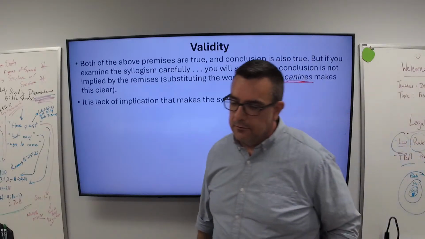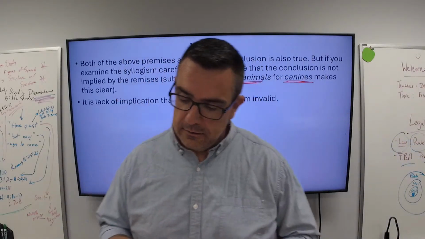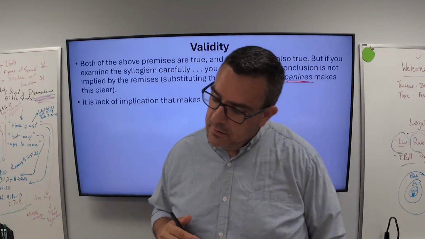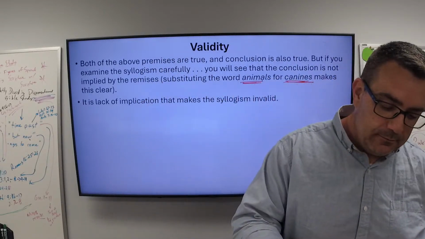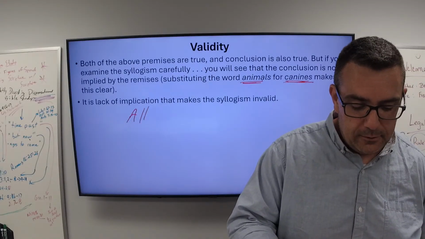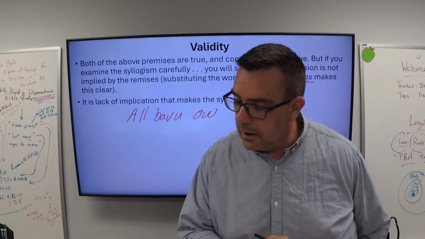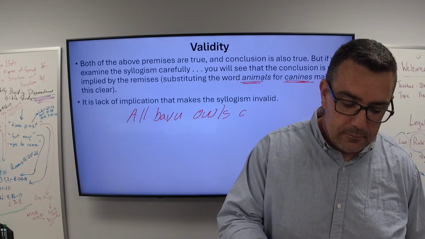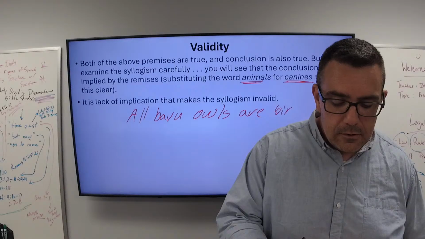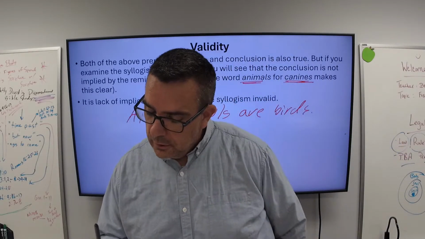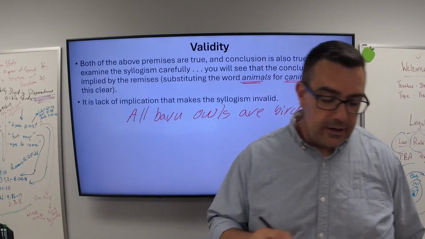Okay, now let's look at another example here. Let me give you another example that's not in the notes. You can write this on the back or somewhere. All barn owls are birds. That's number 1. Number 2, all barn owls are mice eaters.